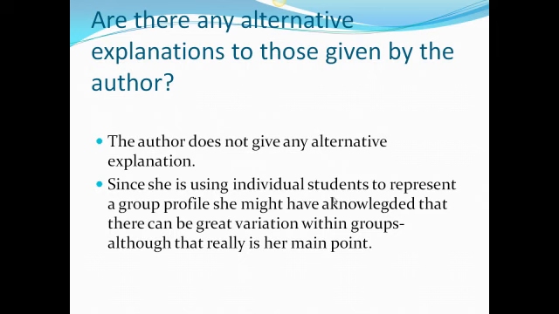Are there any alternative explanations? Well, the author doesn't give any alternative explanations, and this could be a problem, but since she's using individual students to represent a group profile, she might have acknowledged that there can be great variation within groups. However, that really is her point, and I know she doesn't acknowledge this, but I do not think this hurts her trustworthiness in the logic of her explanations.